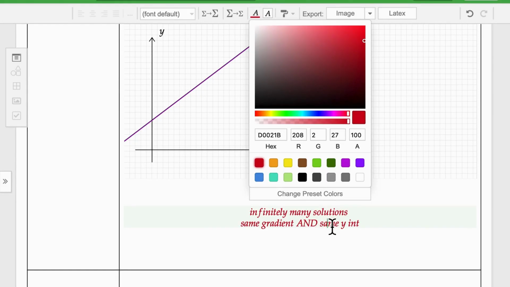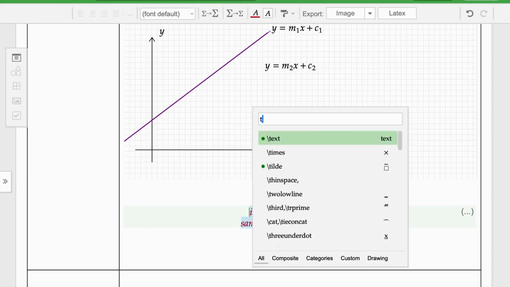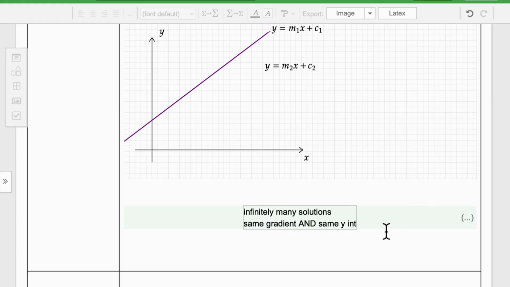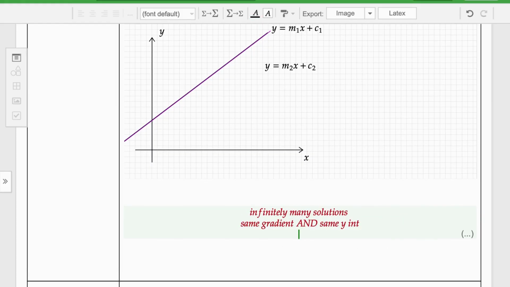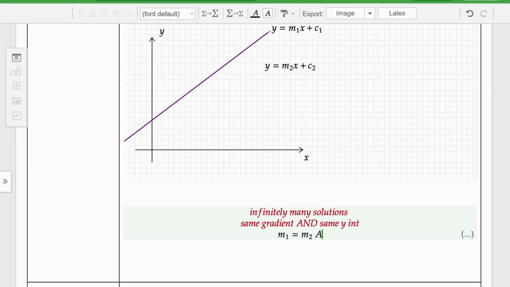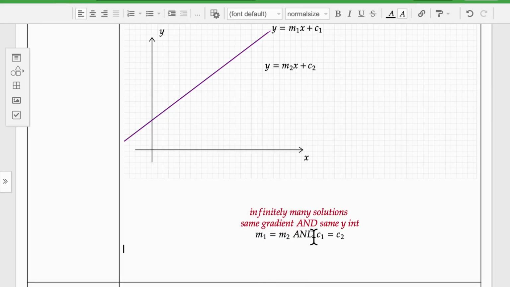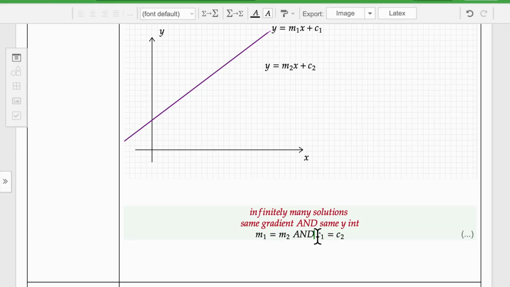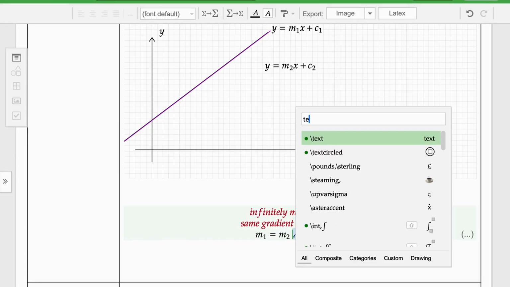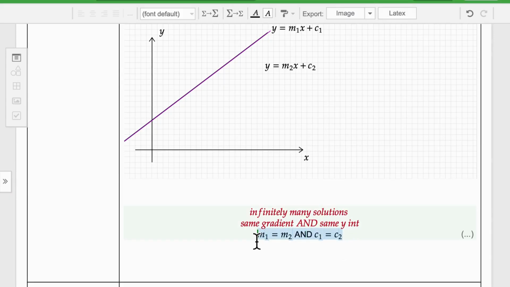And I will turn it into text as well. So mathematically, it means that m1 must be the same as m2, and at the same time, c1 must be the same as c2. I hope it is understandable. m1 equal to m2, c1 equal to c2. This is the key.